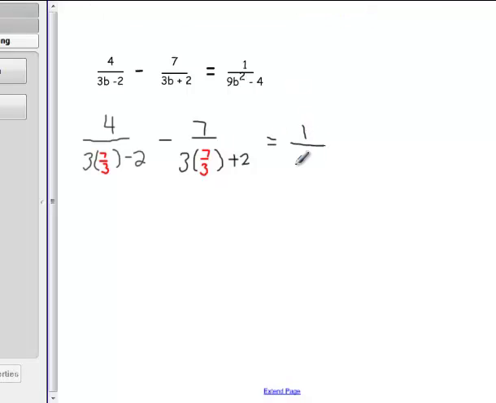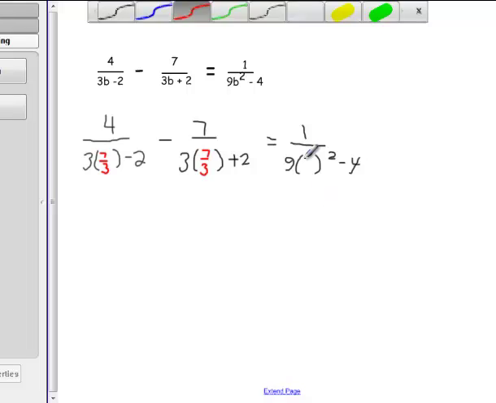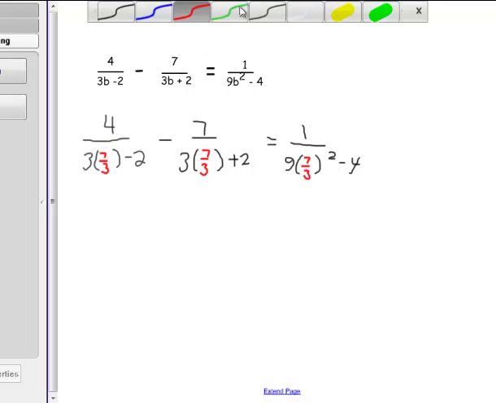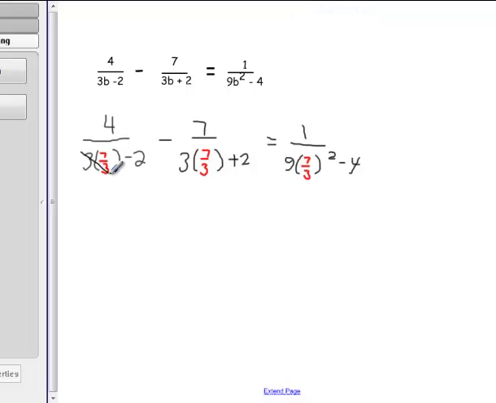Equals 1 over 9. And we'll put our 7/3 in. And tomorrow I'll show you a shortcut so you don't have to do all this check out by hand on your calculator. So over here, the 3's cancel. I'm left with 7 minus 2 on the bottom, so that's 5. So that's 4/5 minus the 3's cancel. I'm left with 9 on the bottom, 7.